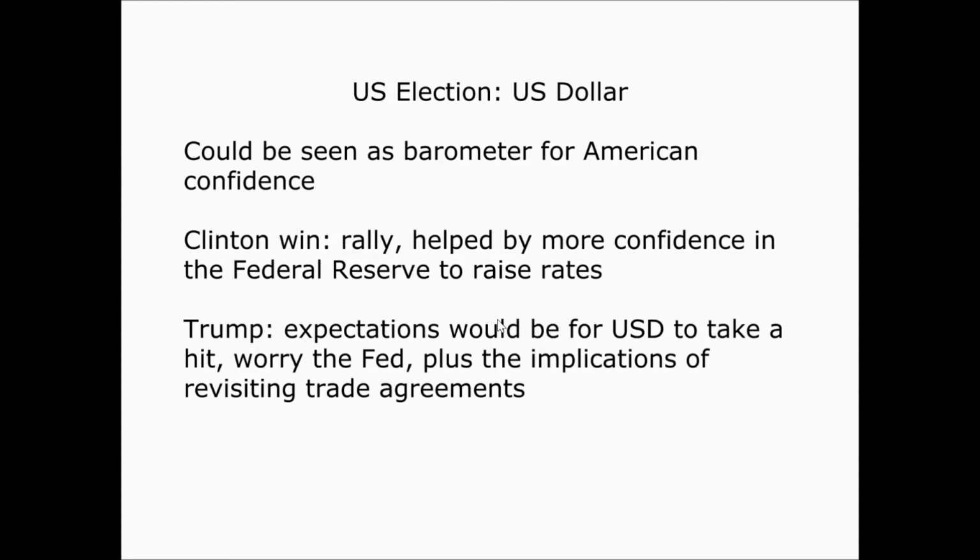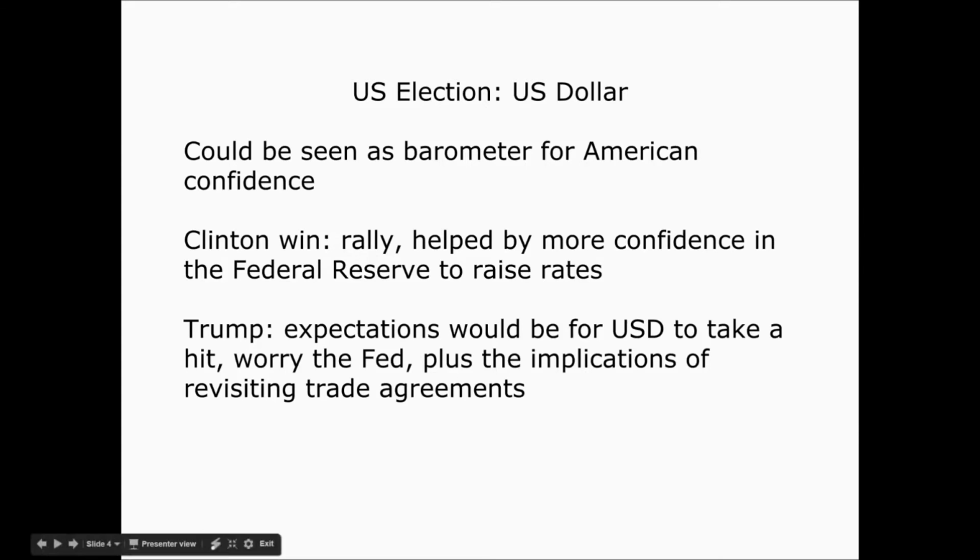Now, if Mr. Trump gets in, expectations would be for the US dollar to take a hit. There'd be concerns that maybe the Federal Reserve will be reluctant to raise rates. They want to see how the economy is going to perform under a new president. Plus, of course, I think one of Donald Trump's plans is to revisit existing US trade agreements, and who knows what impact that may or may not have on the US economy. So I think dollar strength, broadly speaking, if Clinton gets in, the risk of dollar weakness if Trump gets in.